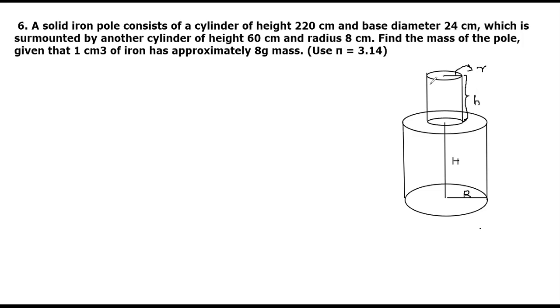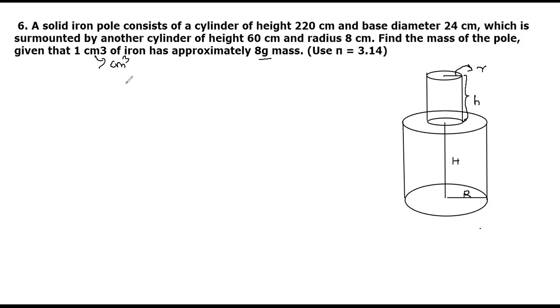Here, instead of asking for the volume, they ask for the mass of the pole. And you know density is equal to mass upon volume, so the density is also given: 1 cubic centimeter of iron has approximately 8 grams mass. It is directly given, so there is no need of the density formula, because 1 cubic centimeter is 8 gram mass. So we have to find the mass. For finding mass, we will find the volume of both cylinders, add them and multiply by 8. We will get the number of grams.